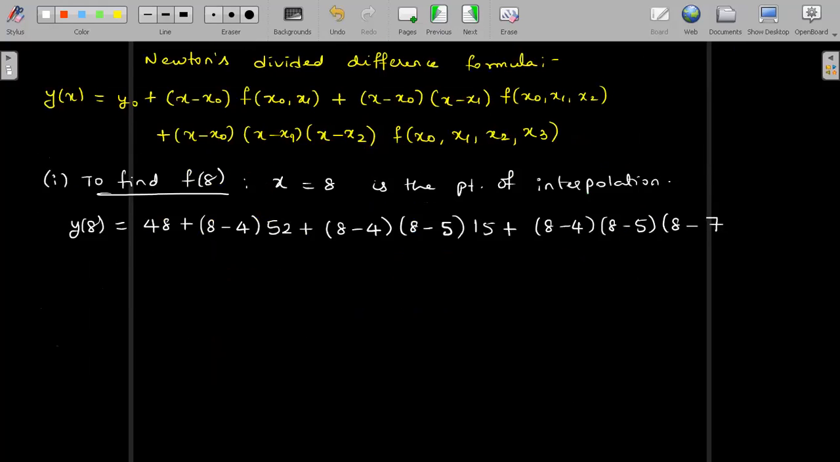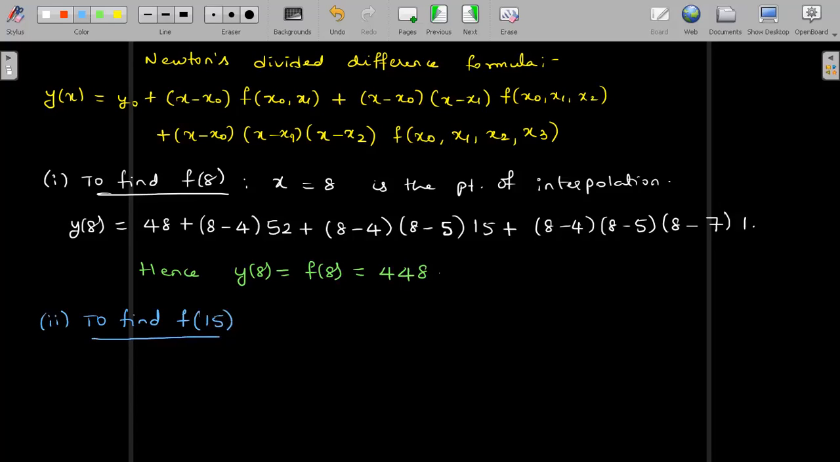So 8 minus 7, the whole thing into 1. Easily with a calculator, we can obtain the answer for this. So hence, y of 8, which is same as writing f of 8, is given by 448. So this was the first case for us. Now let us perform the second case in this, that is to find f of 15.